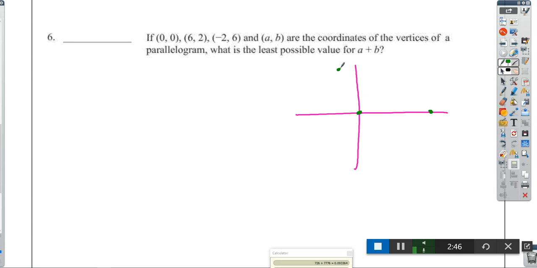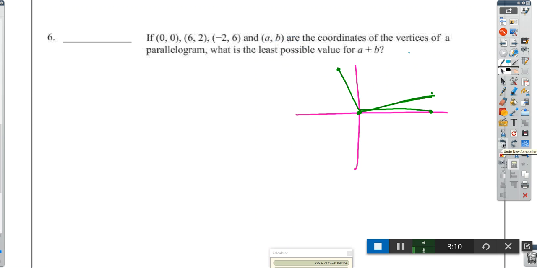There are different ways I can do this. I could go, (2, 6) would be over here, sorry. And that would mean my next point would have to go right about here. But I want the least possible, and I'm going to have fairly large positives here. So I don't think that's going to work.